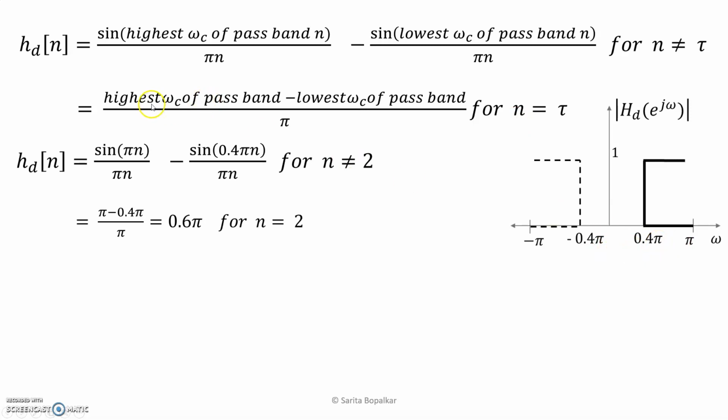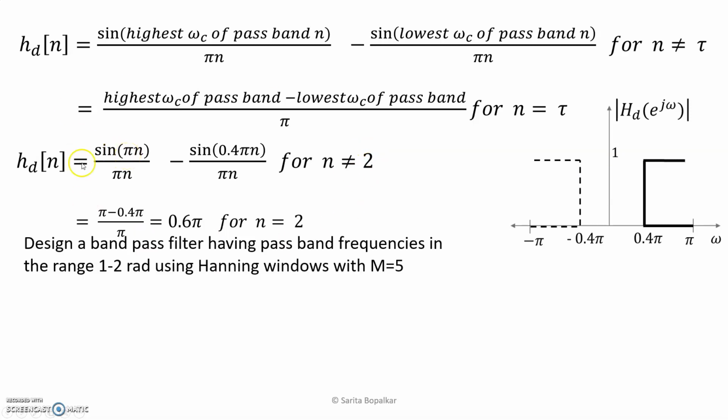And here, just the highest frequency of the passband, pi, minus the lowest frequency of the passband, 0.4 pi, divided by pi, for n is equal to (m minus 1) by 2. If m is 5, this tau becomes 2. So this is the example. One more example we'll see.